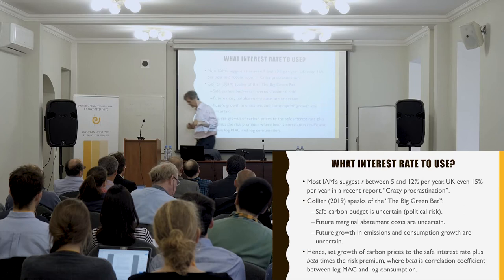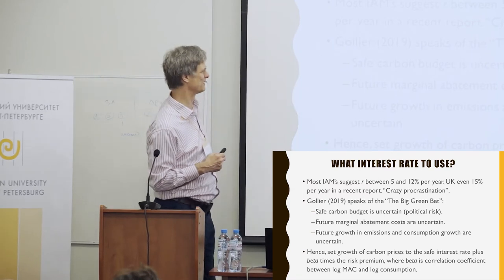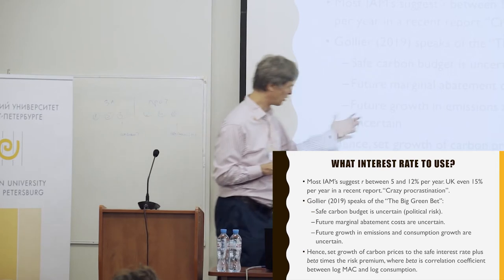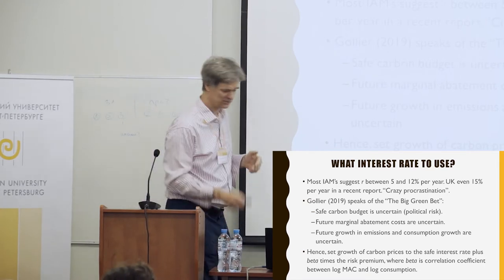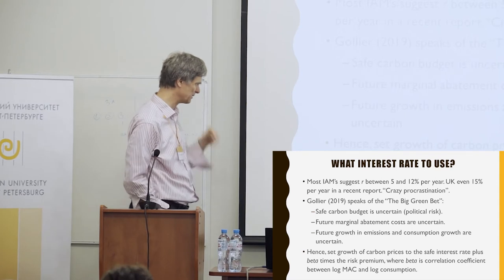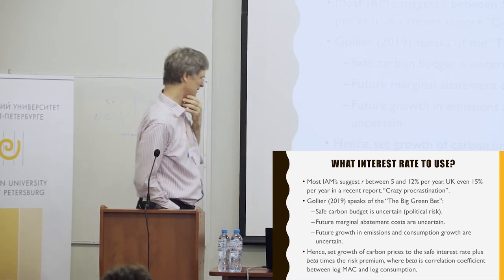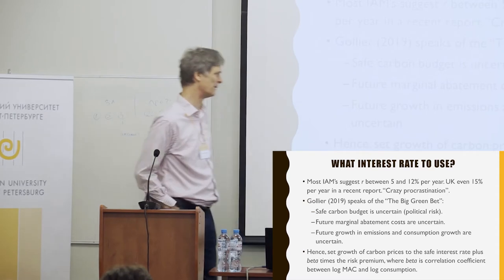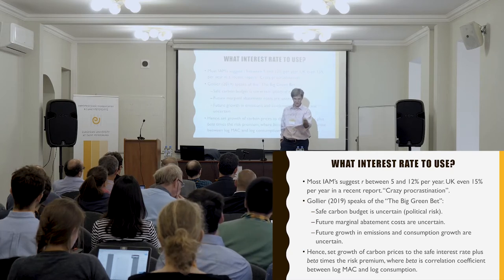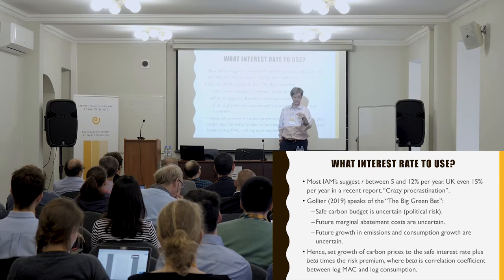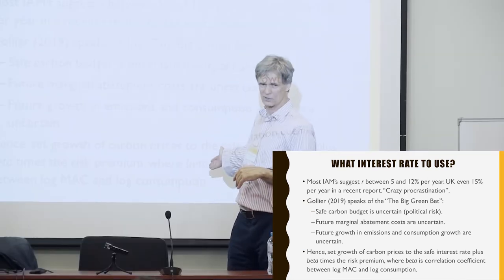So Gollier speaks of a big green bat. This is very different from my approach. He says lots of things are uncertain, not even the carbon budget is certain, there's political risk, future marginal abatement costs are uncertain, and the growth in the economy is uncertain, thereby emissions are uncertain. He shows, in an easy arbitrage relationship, that the growth rate of carbon prices is not equal to the safe rate of interest, nor to the risky rate of interest, but has to be set to the safe rate of interest plus beta times a risk premium. And beta is basically a correlation coefficient: if you run a regression of log of marginal abatement costs on log of consumption, with all the right fixed effects and other variables that might matter, that regression coefficient will be that beta.